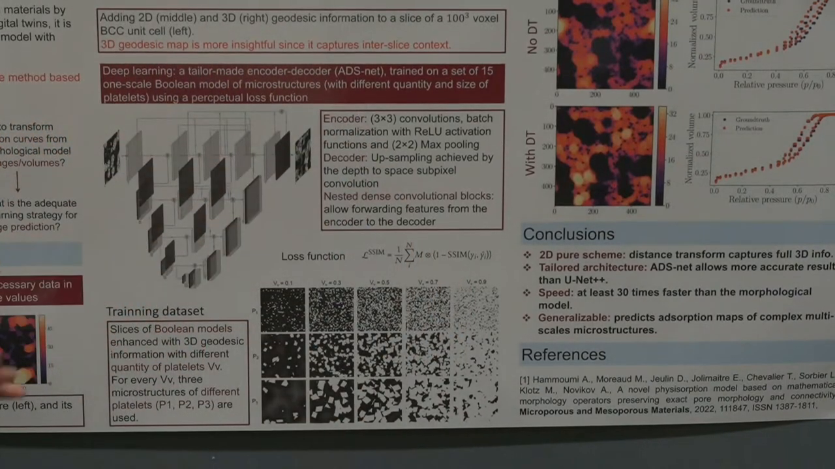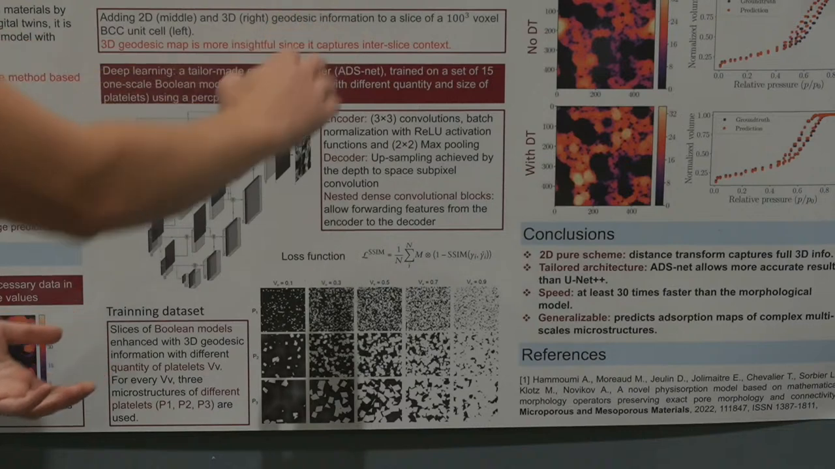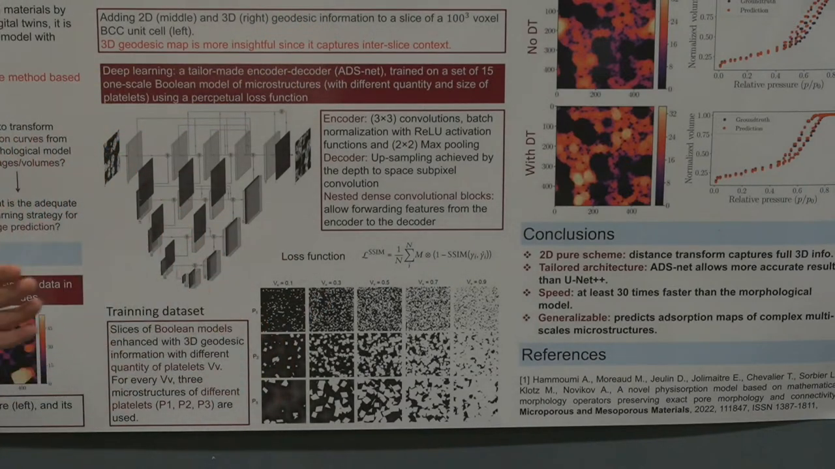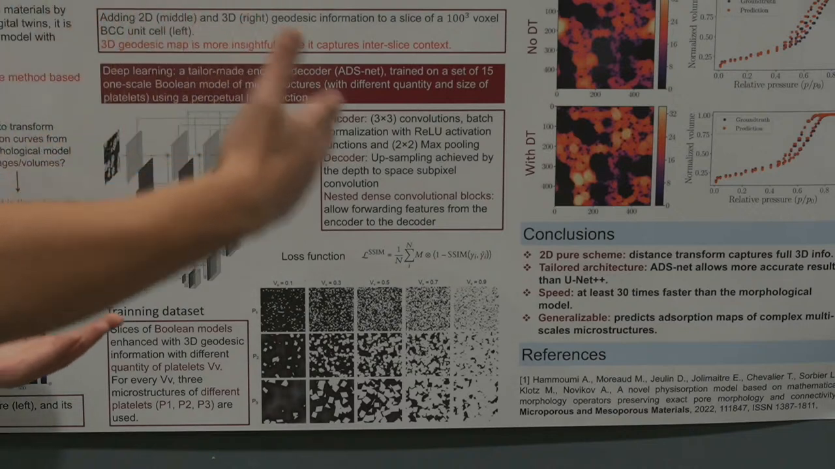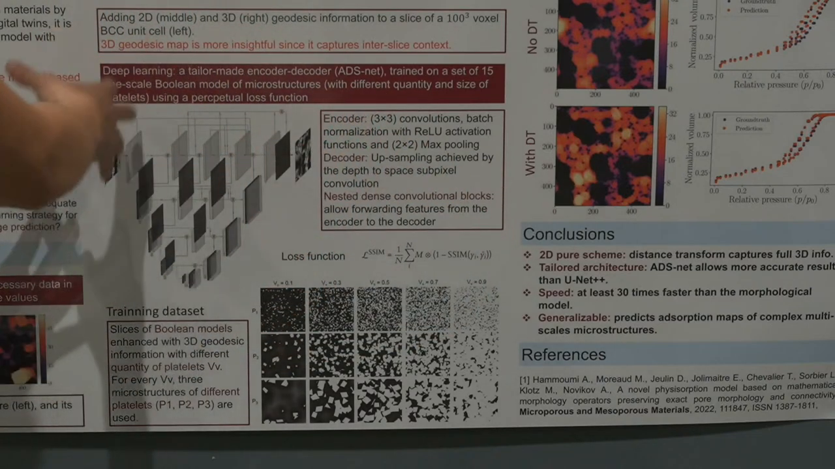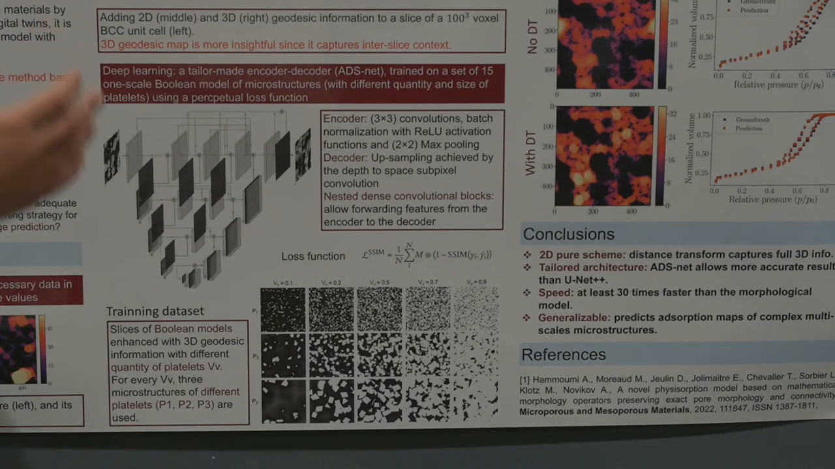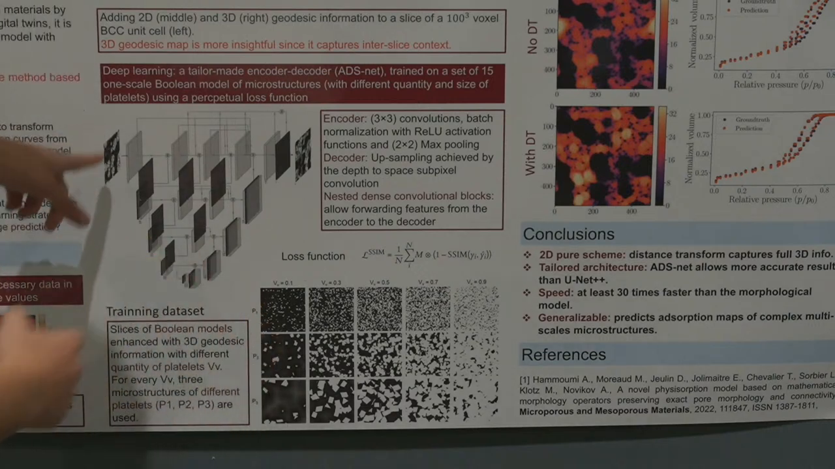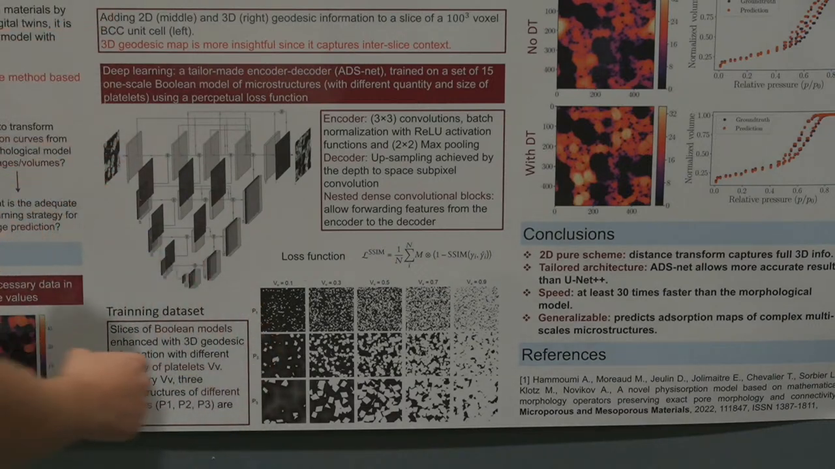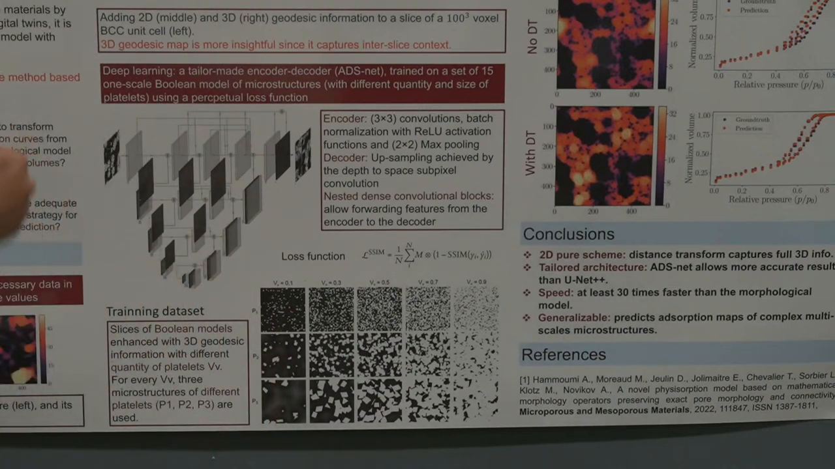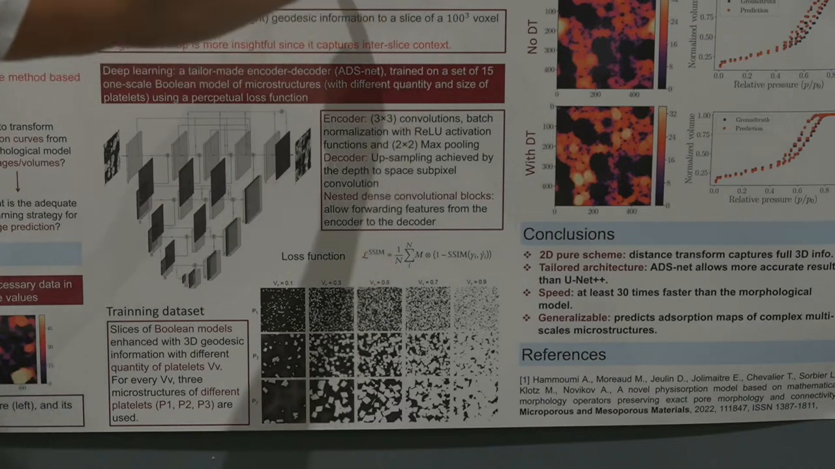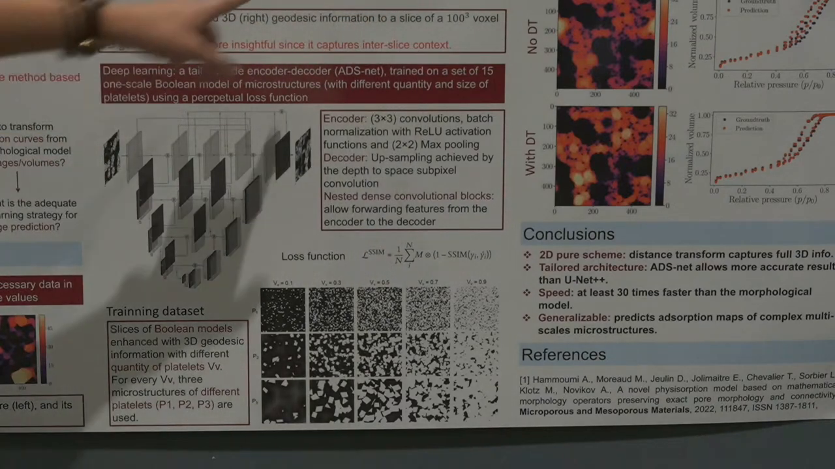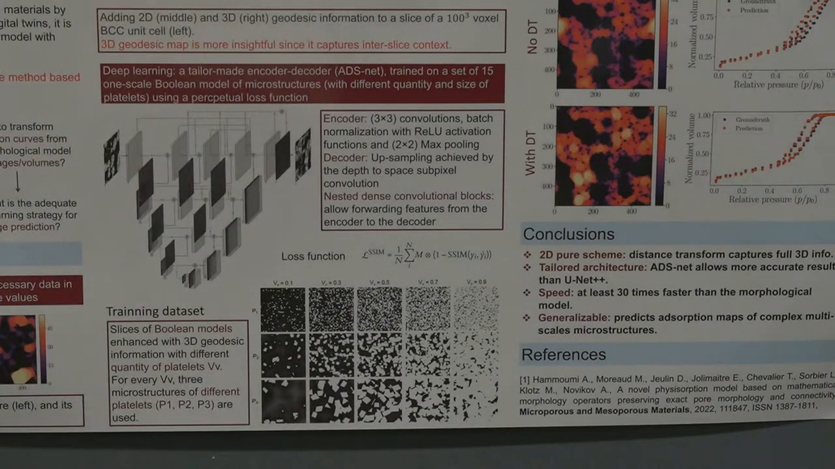We apply the 3D distance transform to these volumes. This is a pre-processing step. And then we take slices of each volume, and this constitutes our data set. Now, the important thing about it is that we only do the training on 2D slices, but every slice contains the 3D information that was given to it by the 3D distance transform.